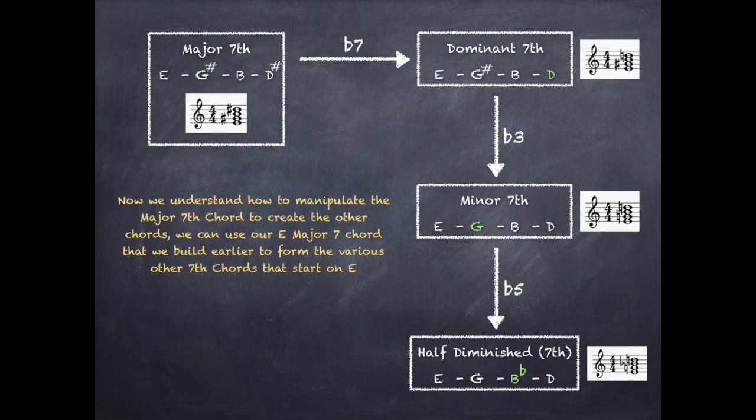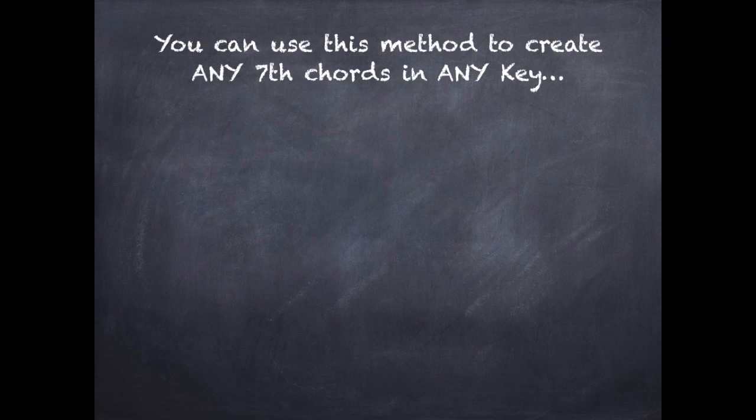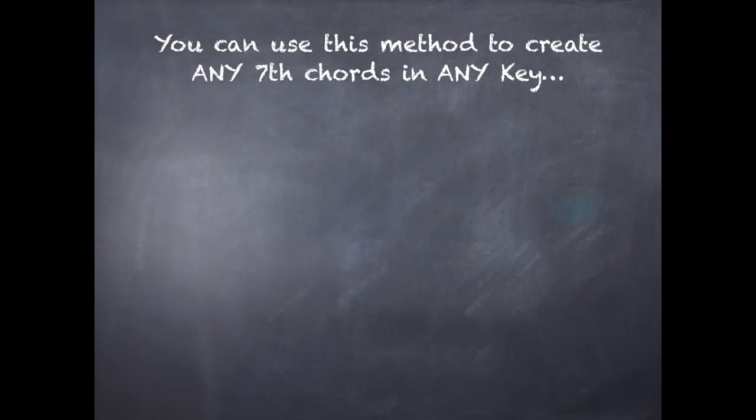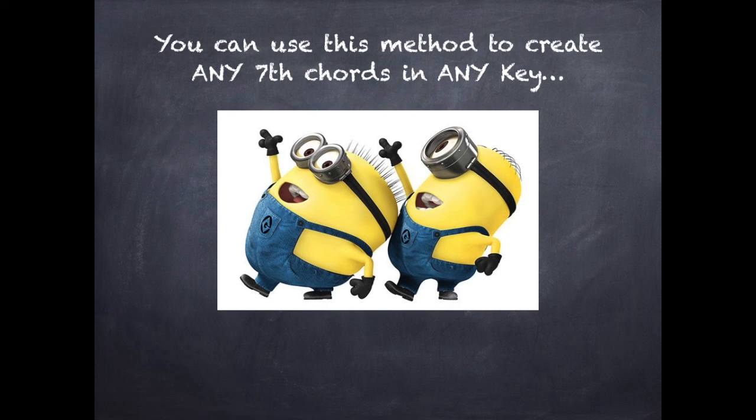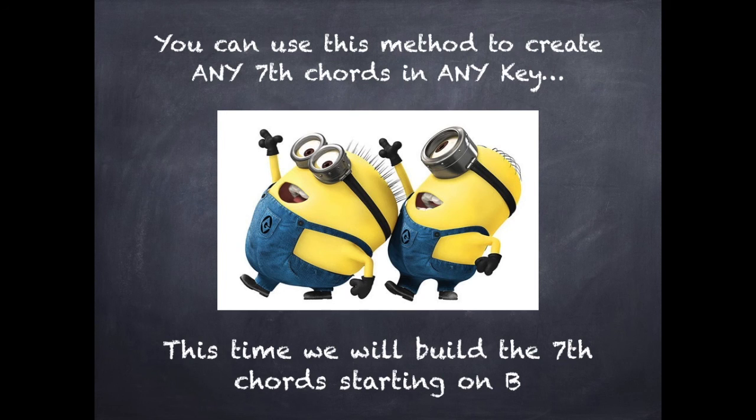And if we flatten the seventh again from our E half diminished, which is the D, it becomes D flat. We end up with the notes in our E diminished seventh chord. And that's our progress through the different E chords. So you can see that this method can create any seventh chord in any key. Let's do it again, but this time we'll start on B.